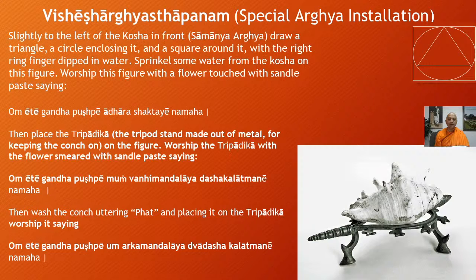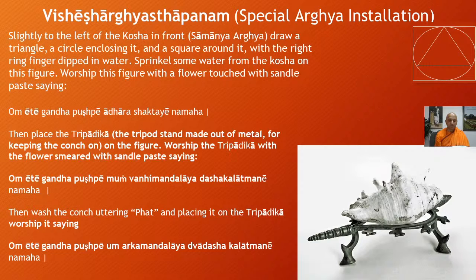I am going to tell you the significance and all the details of that picture. The figure, the mandala, and all the other things and the mantras, the significance, the signs, everything I am going to explain after finishing the ritual portion, after explaining how to do that. Now you can see the slide has been displayed. The Visheshargya Sthapana diagram is also there. So now after drawing the diagram, you have to worship, sprinkle water from the kosha, the Samanya Arghya, and worship the figure with the flower touched with sandal paste.